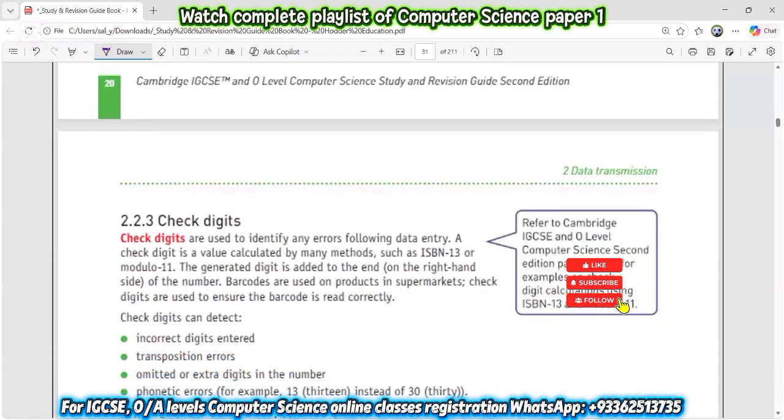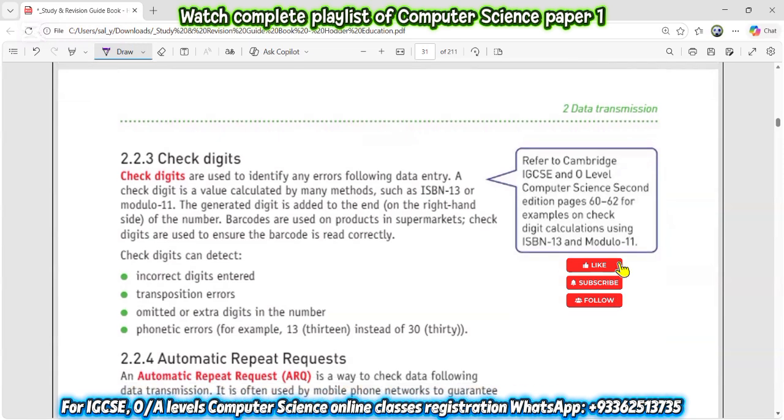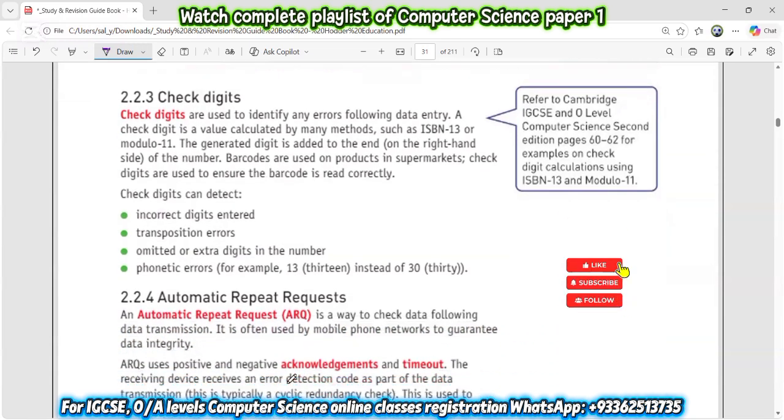Another one is check digit. And check digit is also a method that is used to ensure that you are sending the data accurately or whether it has developed some faults. Check digit is present on the product codes. On the products, you may have seen the items that are being scanned by the barcode readers. So they contain the check digits, and the check digits can do what? They can detect incorrect digits being entered.